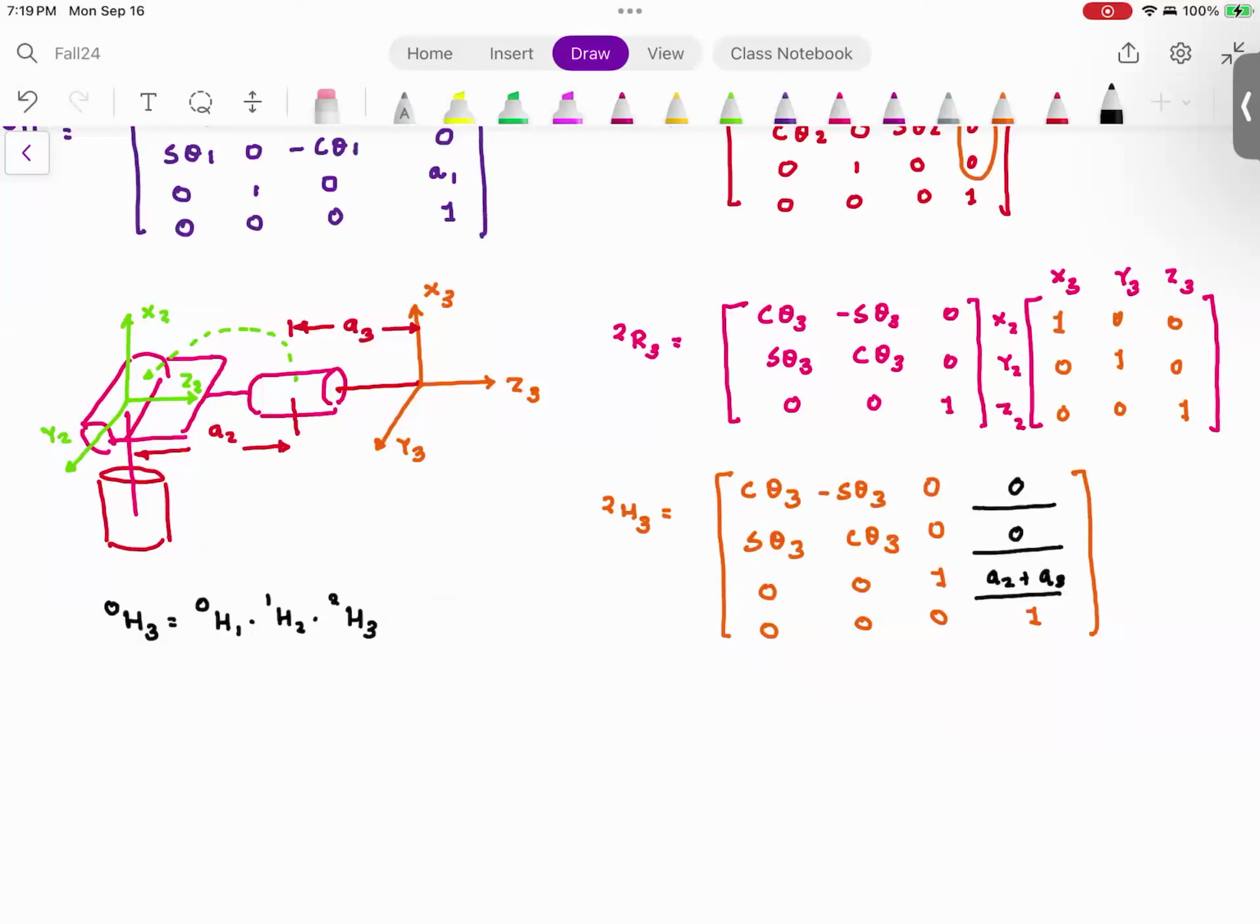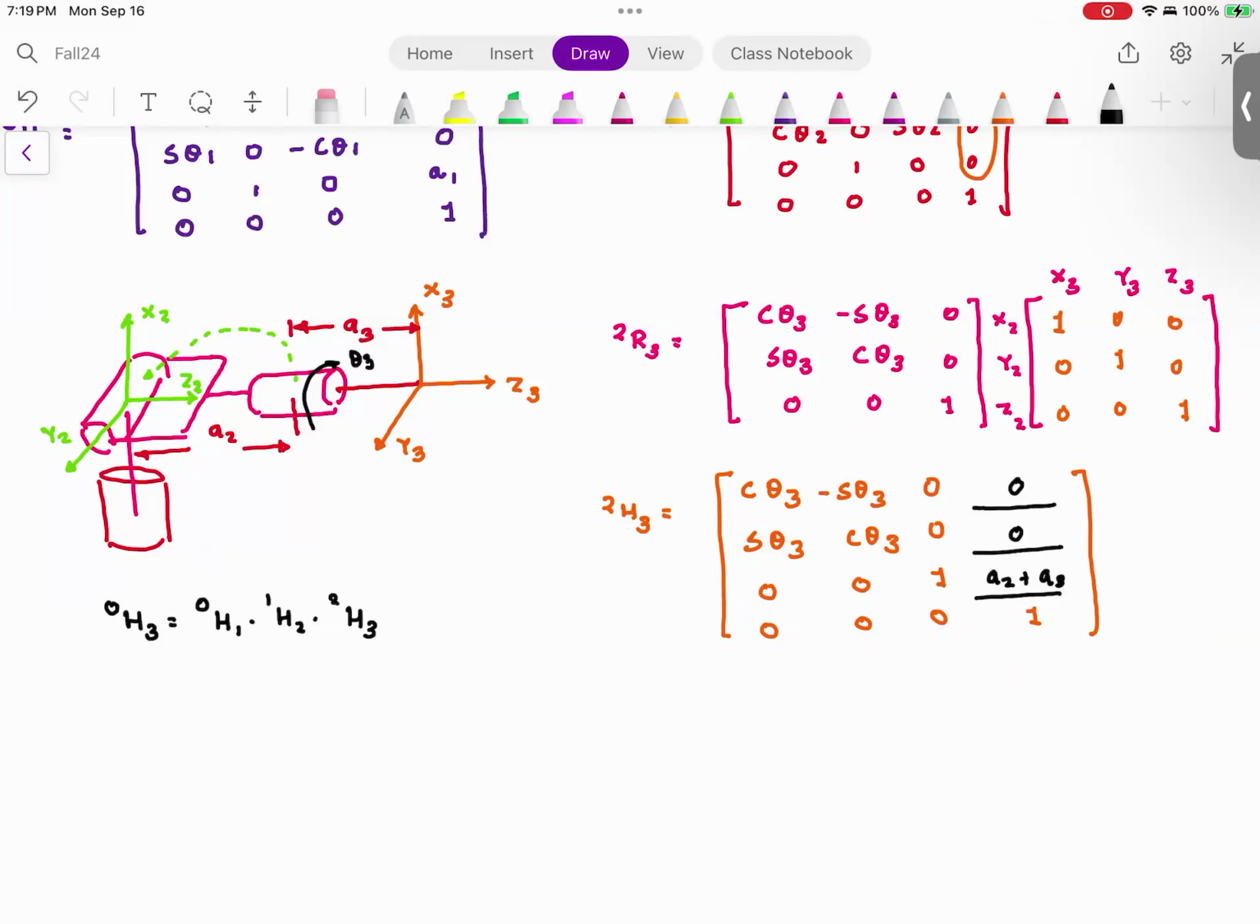Once again, imagine you have rotation theta 3. Theta 3 rotation is about this, right? If you have any rotation about theta 3, your z2 is not going to change. And your distance will always be with respect to z2. Everyone understood this? That's why you will have A2 plus A3.